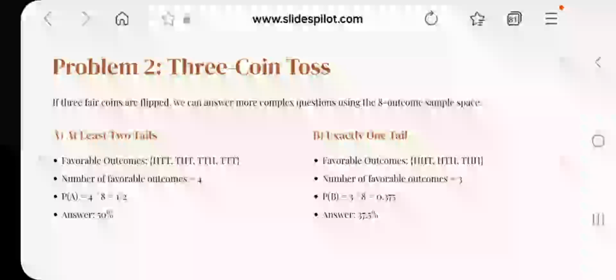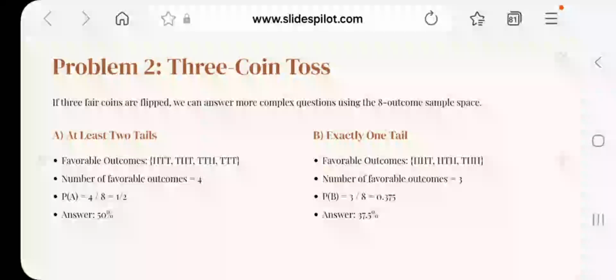So now let's call the event A. We want to get at least 2 tails. So which of these outcomes contains at least 2 tails? We have 1, 2, 3, 4. So there's 4 potential outcomes that have at least 2 tails. Kind of mixed my words up there. So let's write it out. It could be HTT, THT, TTH, or TTT.